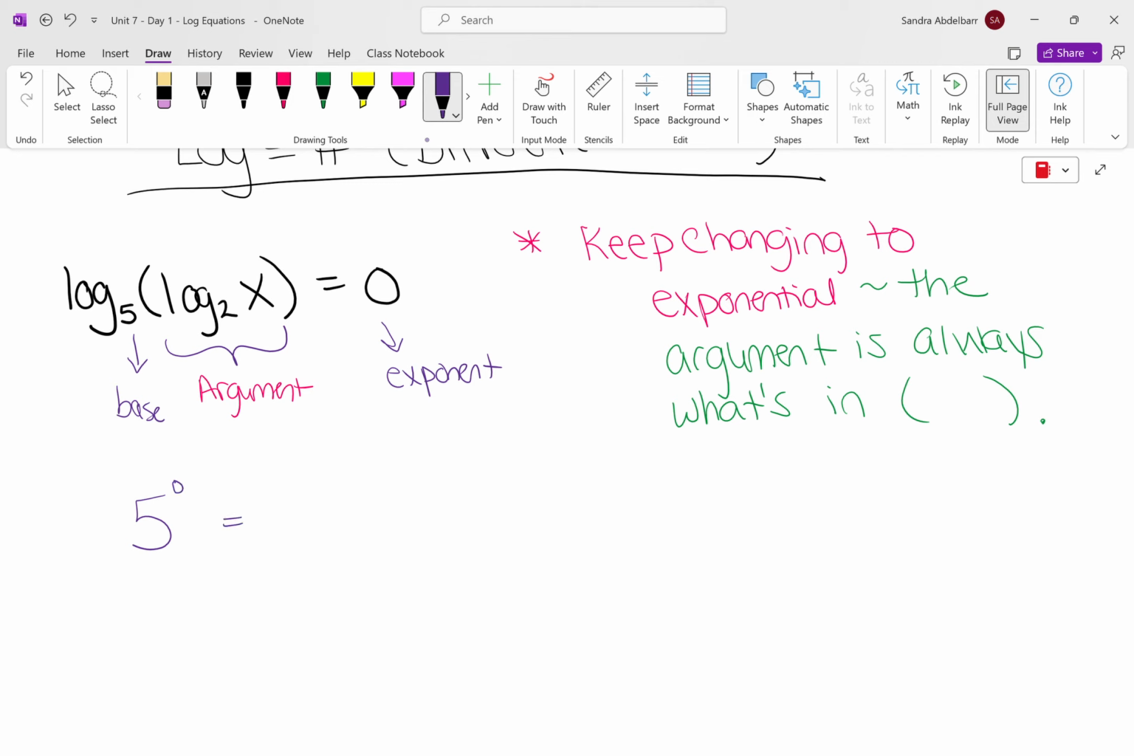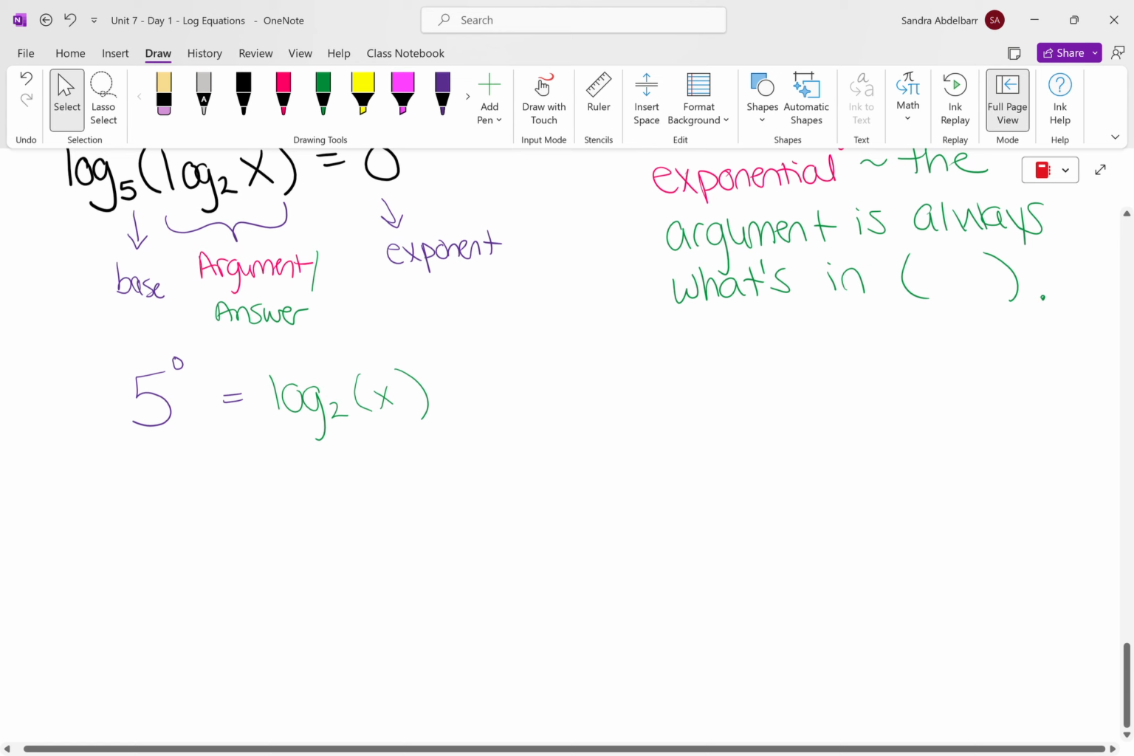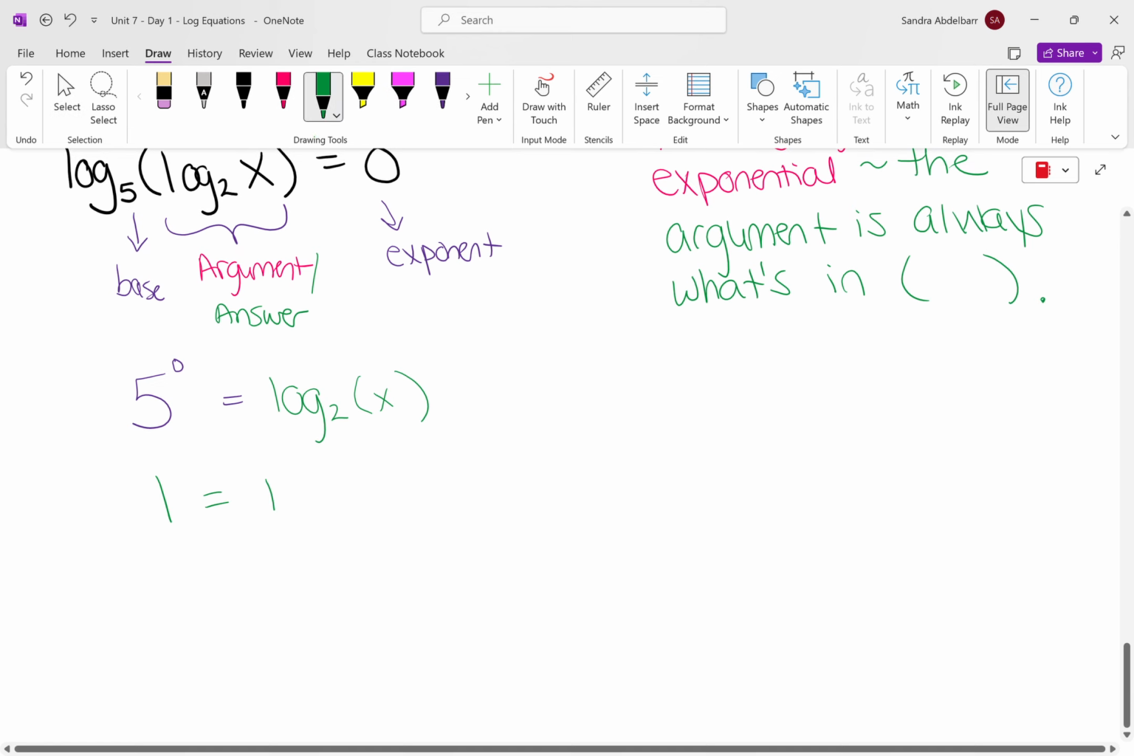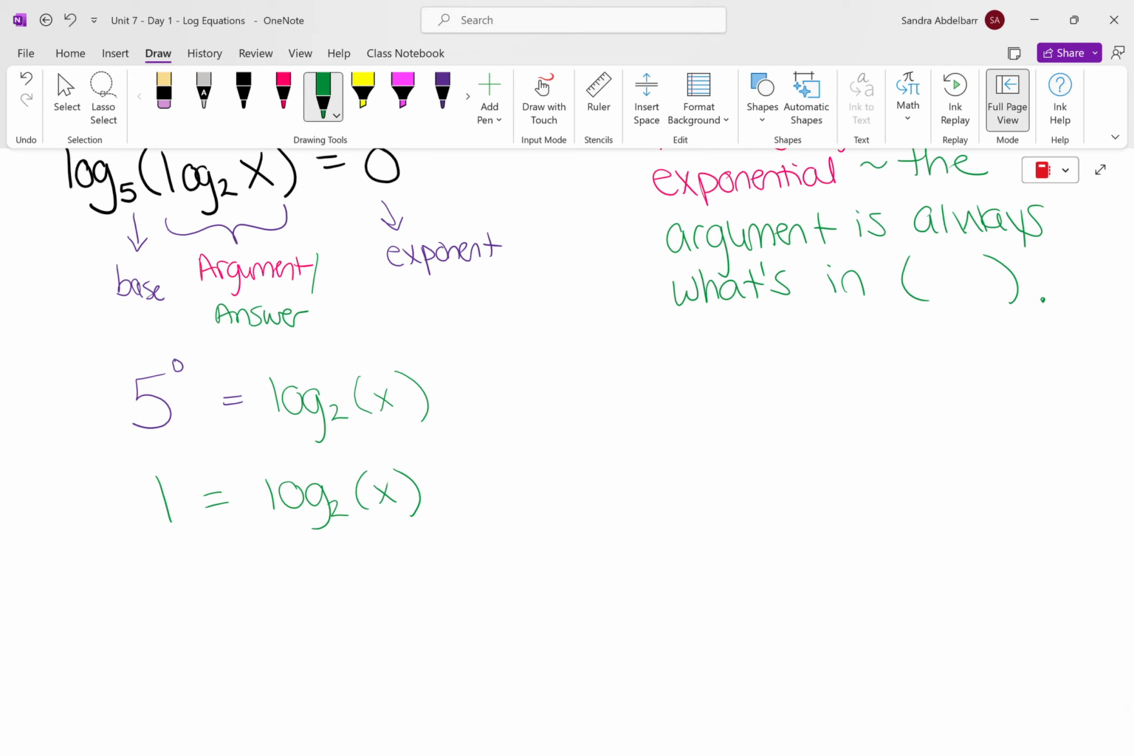All right, so when we go back into exponential, my base is 5. What's my exponent? 0. And what should that equal? Well, on the other side. So it's log, base, exponent equals the argument, which is the answer, right? So 5 raised to the 0 power equals log base 2 of x. Well, what you guys told me, what's 5 to the 0 power? 1. So 1 is equal to log base 2 of x.